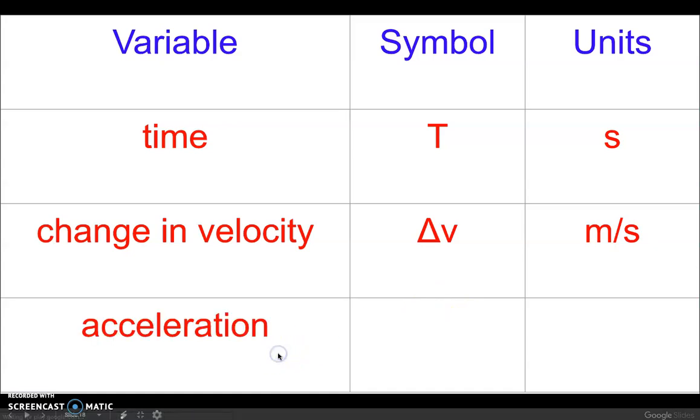All right, and then our last variable is acceleration. Acceleration has the symbol A. That's probably not a surprise. The units are meters per second squared. And so this squared is a superscript. Sometimes it's also written like this, meters per second per second. You'll just see me write it both ways in today's lesson.